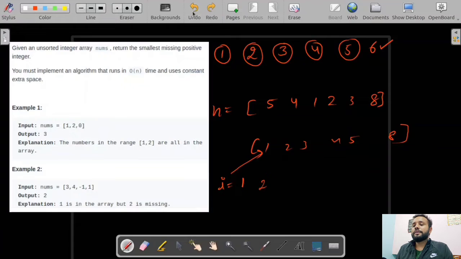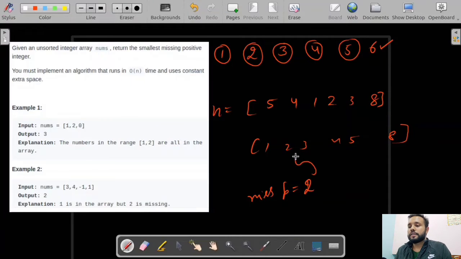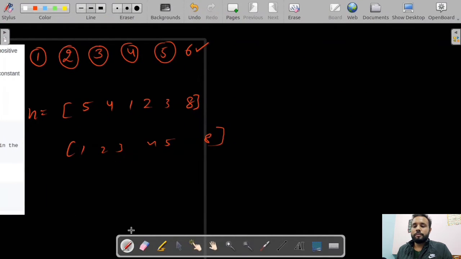We can simply traverse linearly. Let's take a variable, missing positive equal to 1. If 1 is present at index 0, move forward, and while moving forward we increment this number. If 2 is present here, move forward and increment. Find 3 here, move forward. You can simply traverse it. So this can work, but again, let's check time and space complexity.